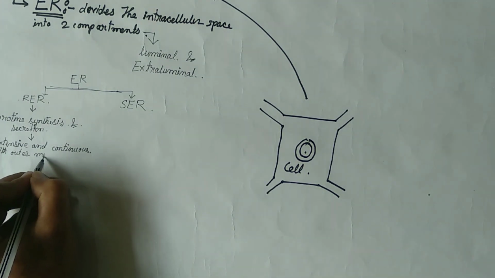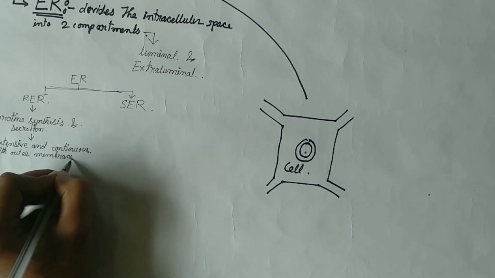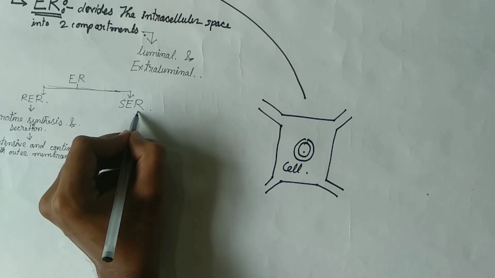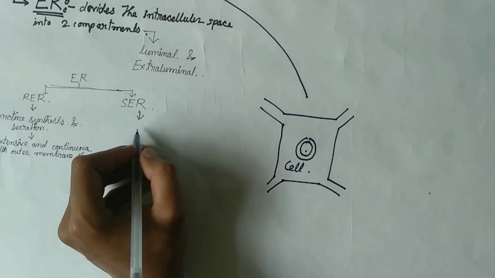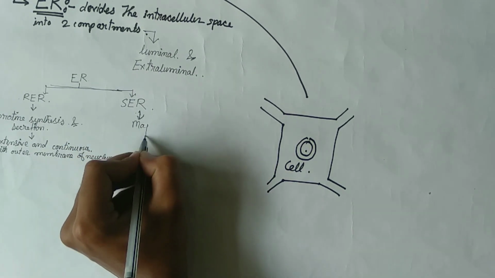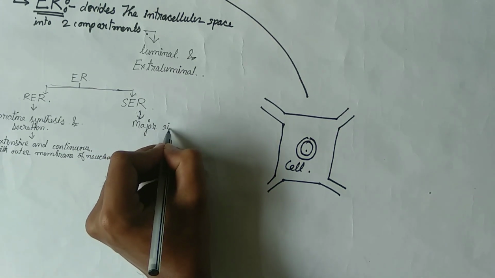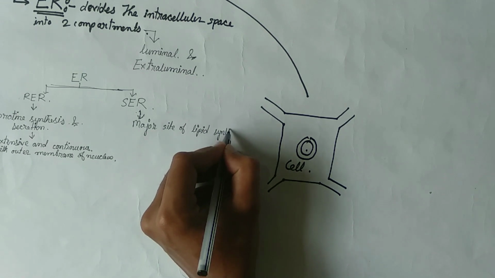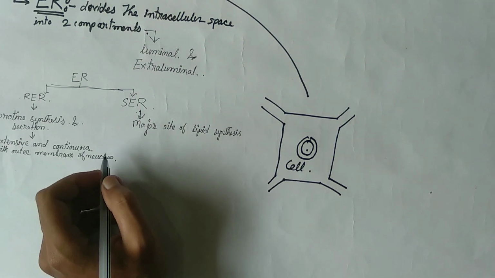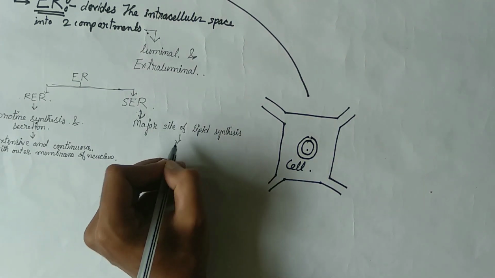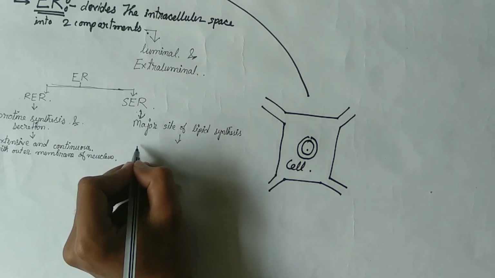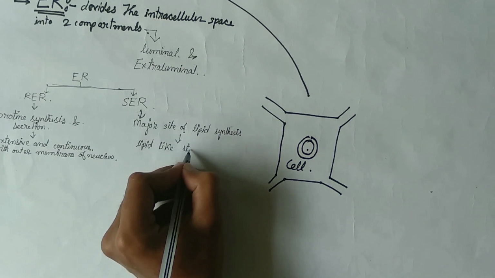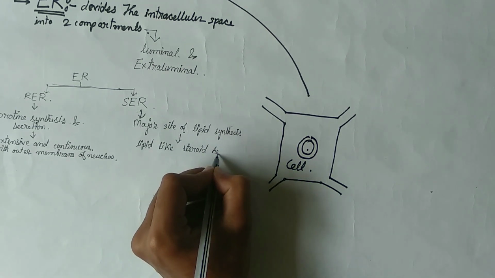In the smooth endoplasmic reticulum, ribosomes are absent. The SER is the major site of synthesis of lipids. In animal cells, lipid-like steroid hormones are synthesized in the SER.